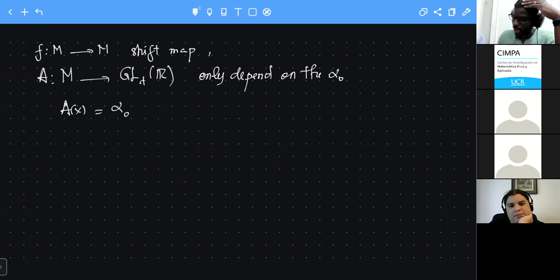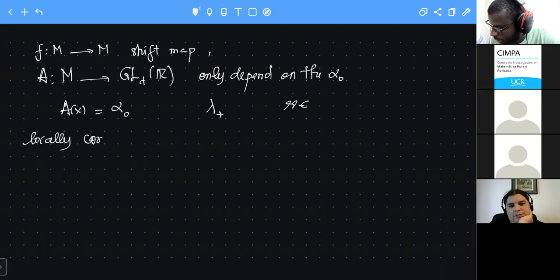So Adriana, you are asking about the dependence of the Lyapunov exponent lambda plus with respect to the measure mu, right? Exactly. Here you can look at this as long as you assume that your cocycle is locally constant, meaning that it only depends on the zeroth coordinate. You can look at the Lyapunov exponent with respect to A, but you can always conjugate it to a cocycle in this way, which is the projection.